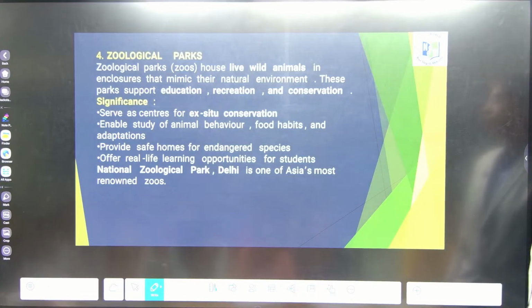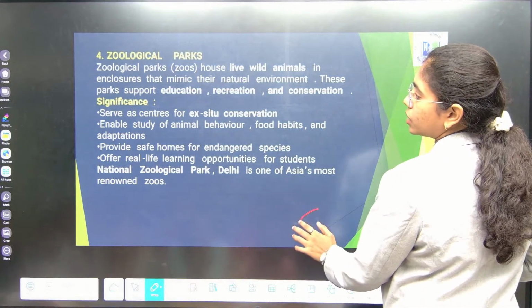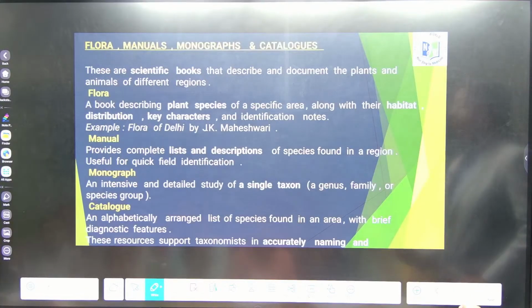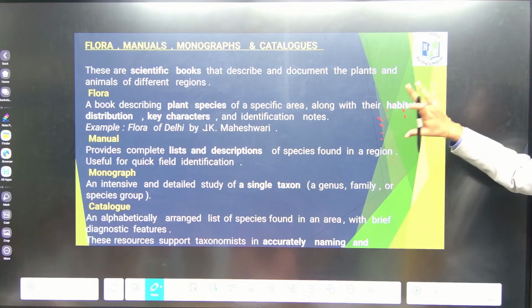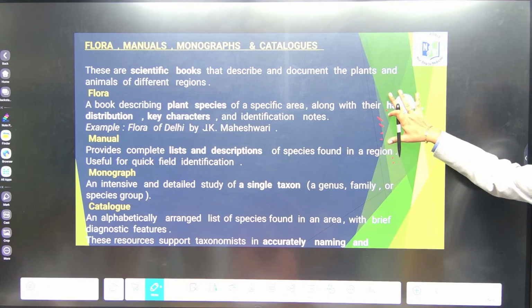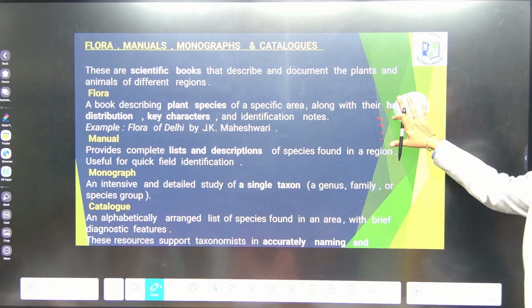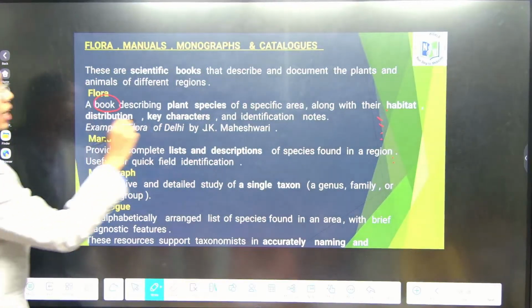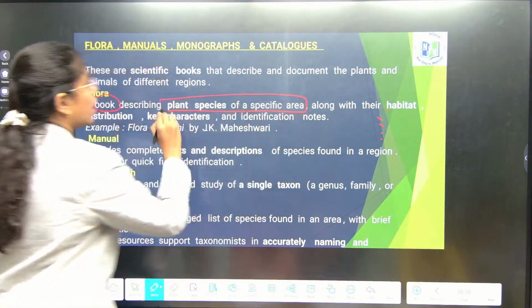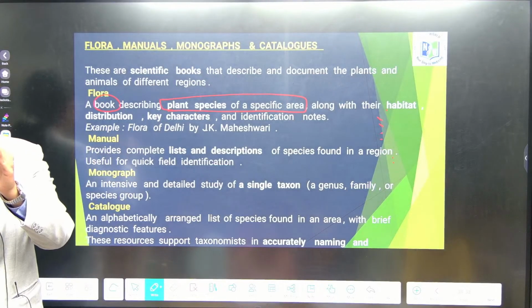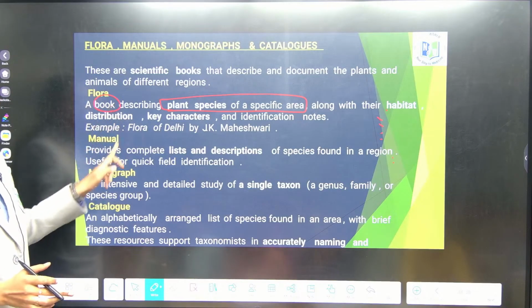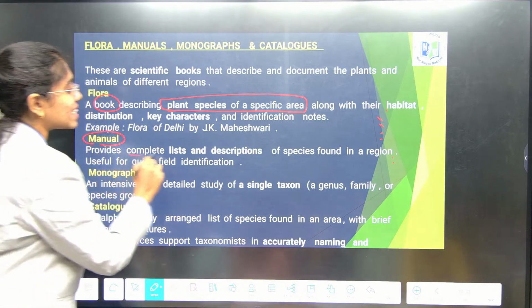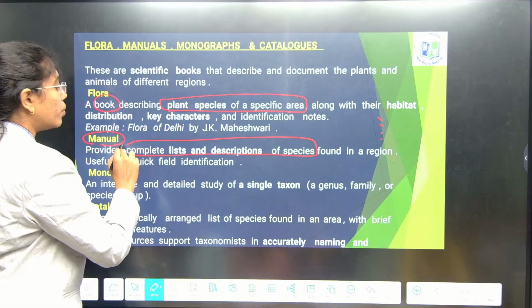Next is zoological parks, which is also ex situ conservation. Significance and all that is not required. Examples are enough. Flora, manuals, monograph, catalog. You should be clear on what each type of taxonomic aid is. Flora is nothing but a book which includes all the plant species of a specific area. In one specific area, all the different plant species present in that area are mentioned under the flora. Manual provides complete lists and descriptions of species found in a region.